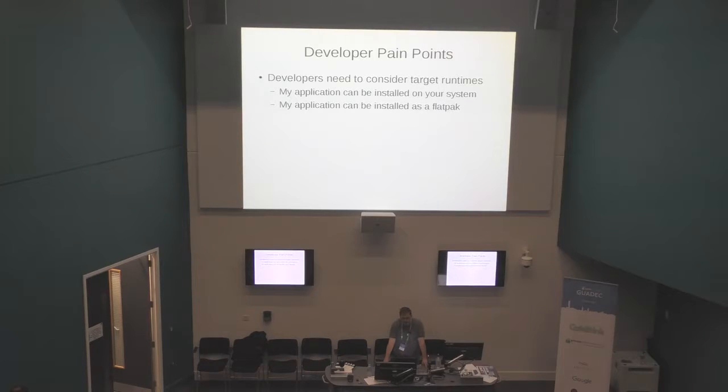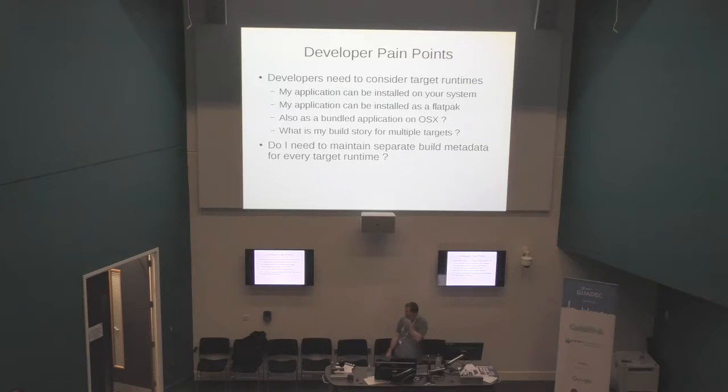A lot of us have had the experience of maintaining these subdirectories, which have a lot of huge different build scripts, which take care of the environment where I'm going to install. So nowadays, you can be installed on the system, you can be installed as a Flatpak, maybe you want an OS X bundle, right? Now, we're not really there to say that you can have one BuildStream project that builds your app and also spits out an OS X bundle. But it would be cool. Come on.